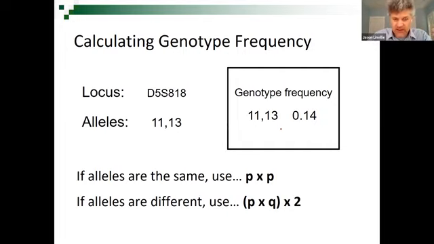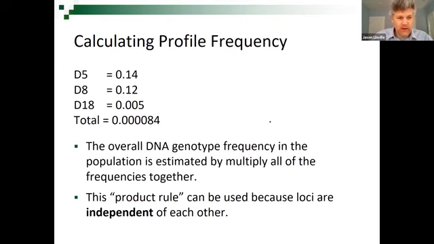Look up the allele frequencies. Are the alleles the same, yes or no? If no, then multiply by 2. If yes, then don't multiply by 2. And then you write down the number. That's it, okay? All right, now, what if we have 3?